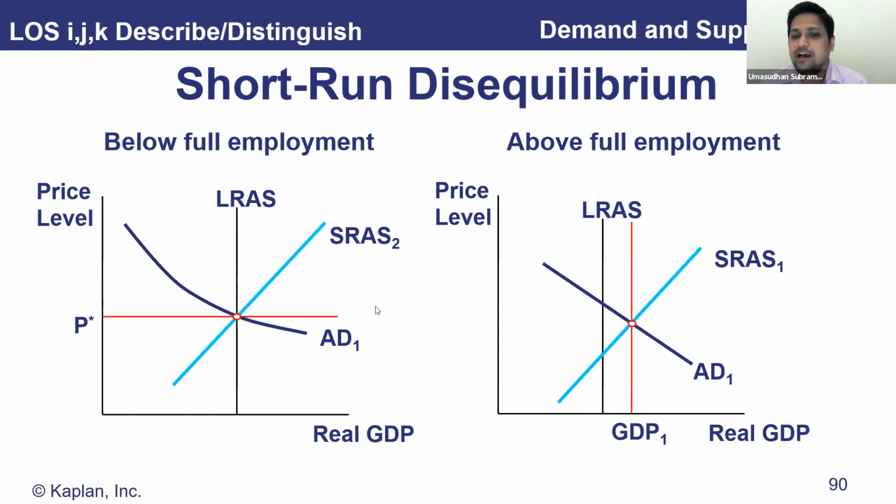See what's happening. Now, we are going to talk about when you are above full employment. Look what's happening here. This is your GDP 1. Is GDP 1 above the full employment GDP or below it? Can you look at the second one? Is your GDP above full employment GDP or below full employment GDP? It is above the full employment GDP. Now, what's going to happen? If you're above the full employment GDP, you are in GDP 1.